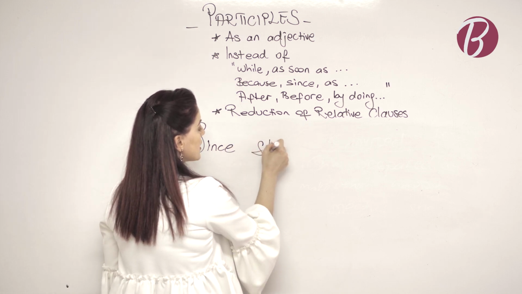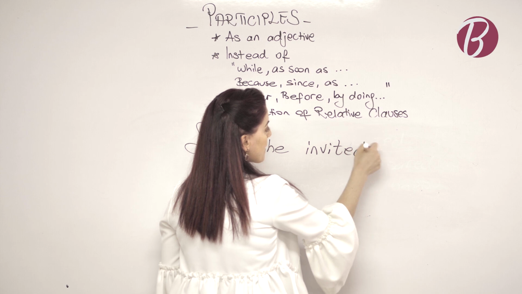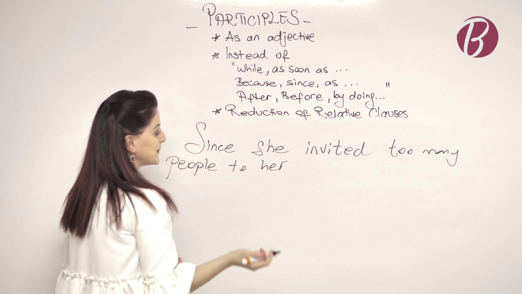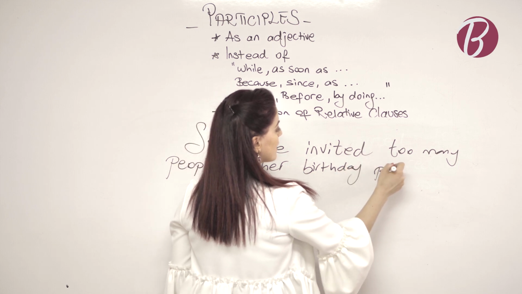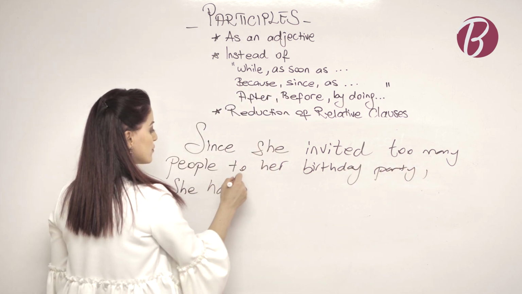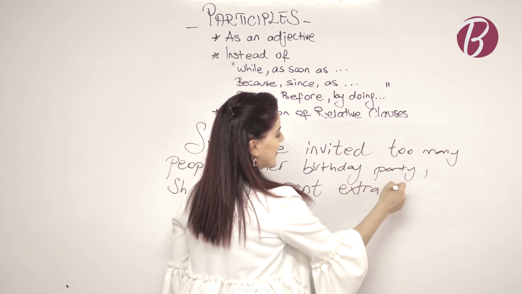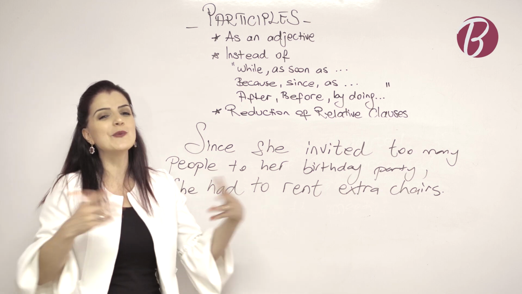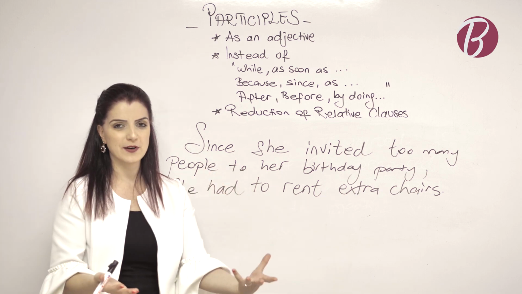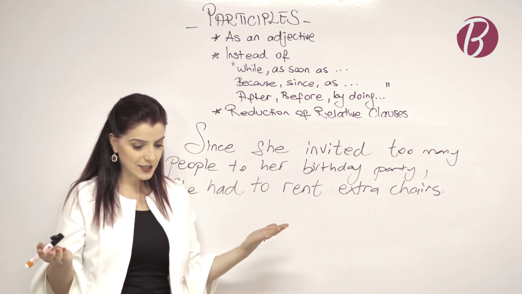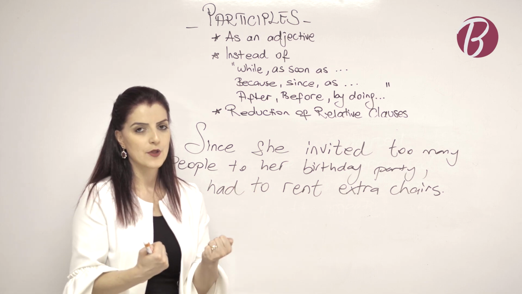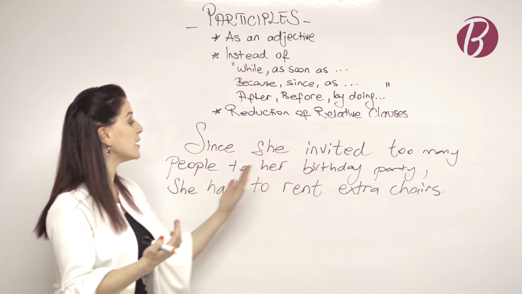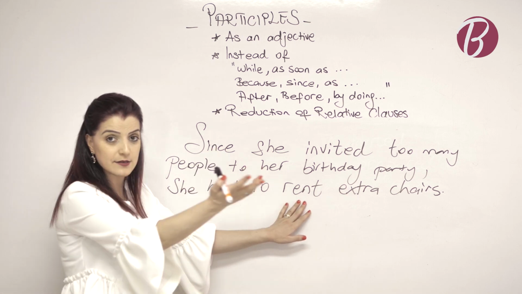Since she invited too many people to her birthday party, she had to rent extra chairs, we can say. For example, she has too many friends maybe, and for her birthday party she called everybody, and then she discovered too many people will come. So in the past, what happened? Because she invited too many people to her birthday party, she had to rent extra chairs.